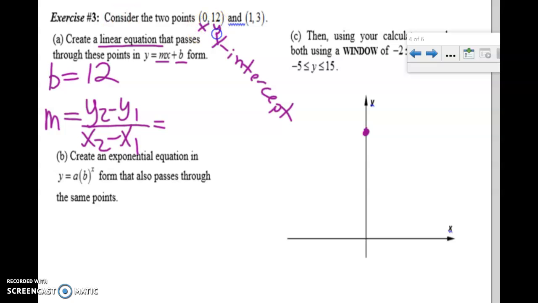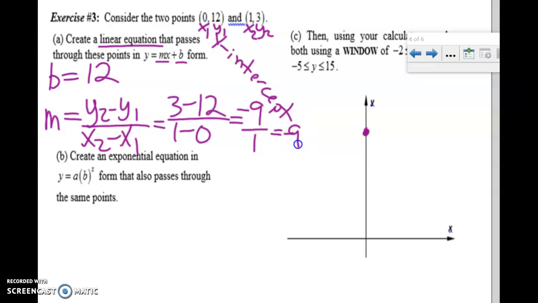Again, these always come as an ordered pair, alphabetical order, x and y. Here's the first point, here's the second point. From there, you plug them into the formula. So it is 3 minus 12 over 1 minus 0. That's going to give me negative 9 over 1, and 1 minus 0 is 1. So we'll call it negative 9. Now we've got the m, we've got the b, we've got the whole equation. So right up here, y equals negative 9x plus 12.